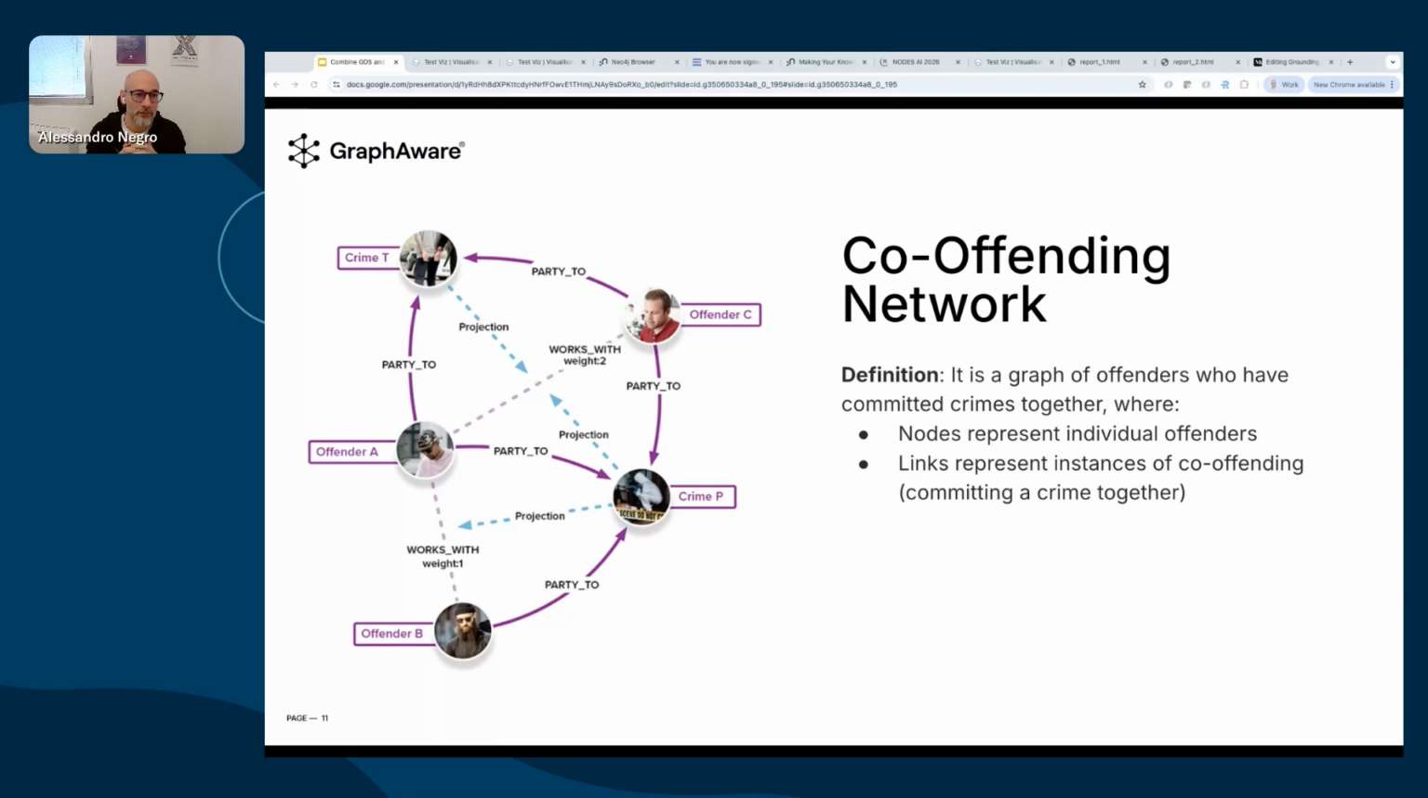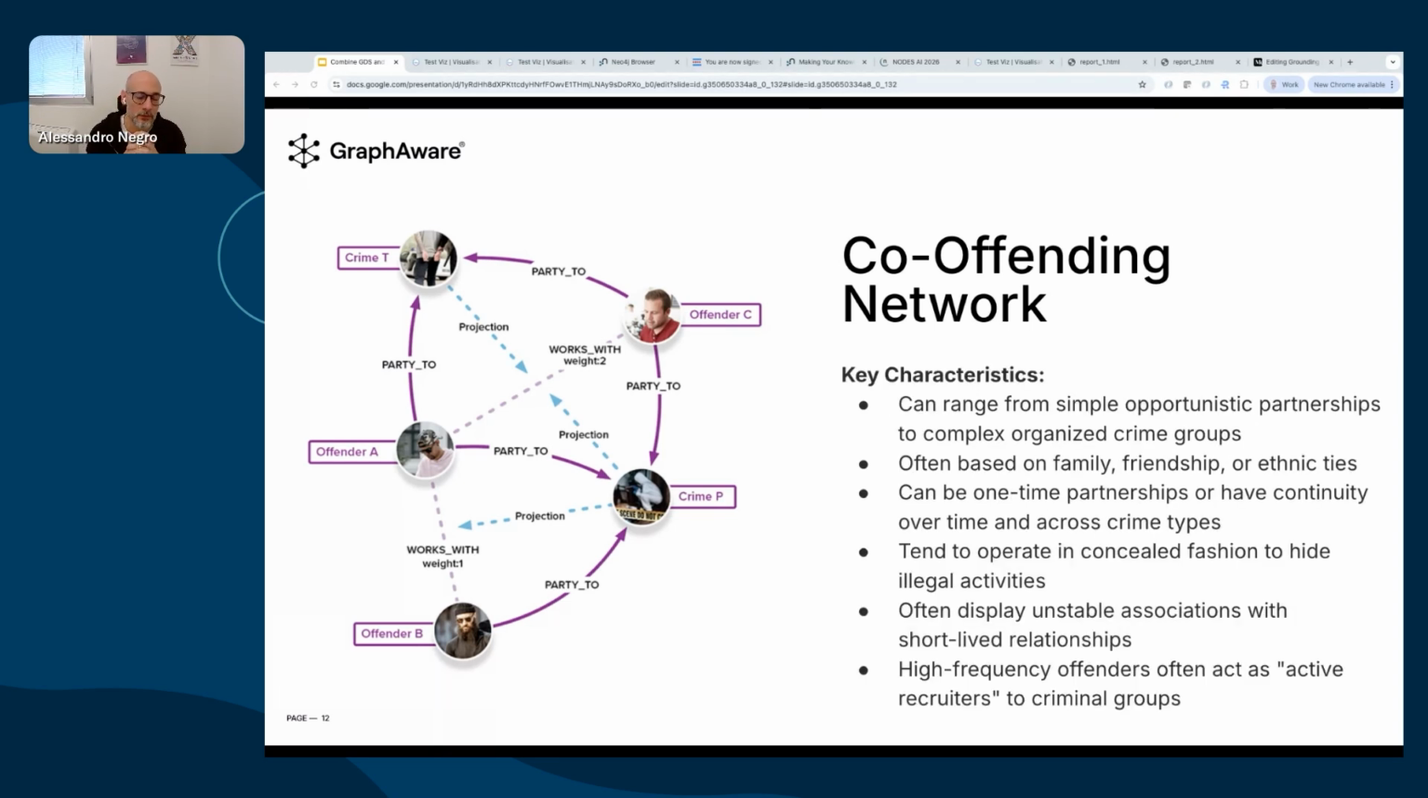So starting from the information we have, so offenders, crimes, and the connection between these, we can create a new piece of information not available in the original sources, the so-called co-offending network. This is a very common network used by analysts. Technically speaking, it is a monopartite network that is obtained by projecting the crimes over offenders. And in this network, basically two offenders are connected if they committed the crimes together. Despite the fact that this is a simple network to build, it holds a lot of useful information and also a lot of interesting characteristics, and here you can find a list of them.